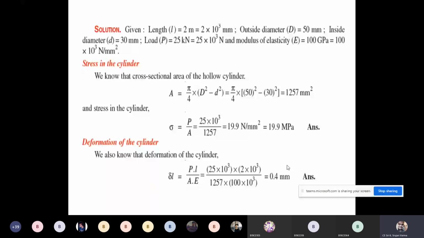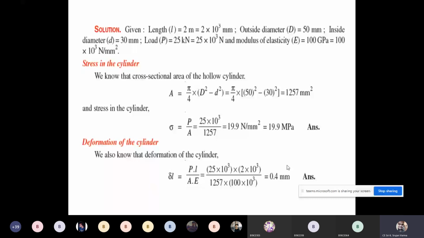The cross-sectional area can be easily calculated. How can you calculate cross-sectional area? Capital A is equal to pi by 4 into capital D square minus small d square. That is pi by 4 multiplied by 50 square minus 30 square, which is equal to 1257 millimeter square.